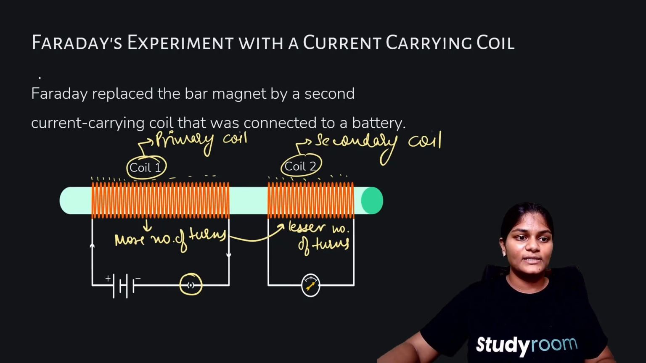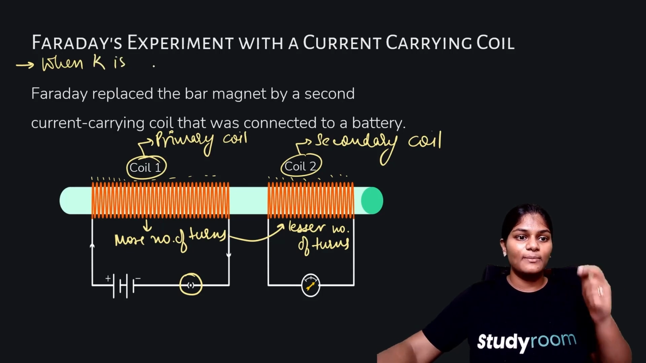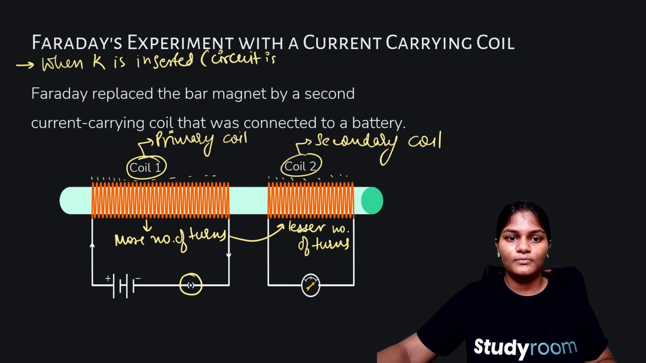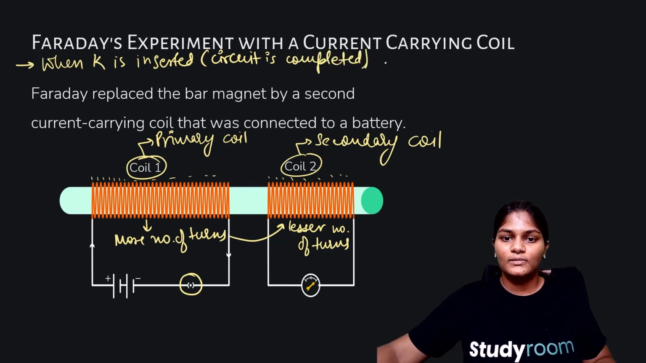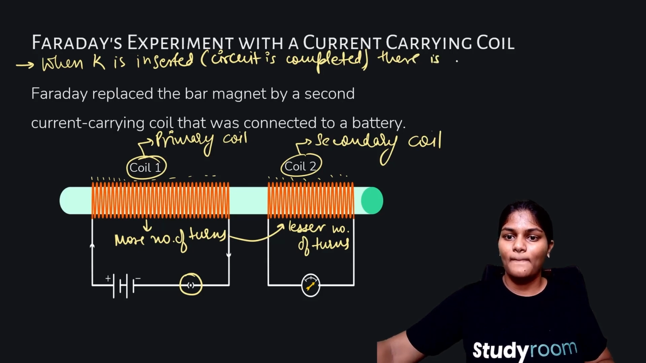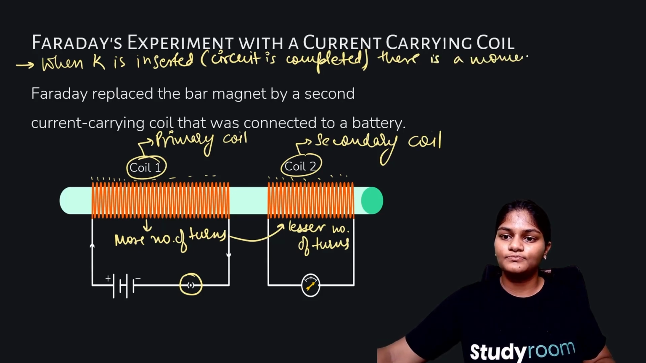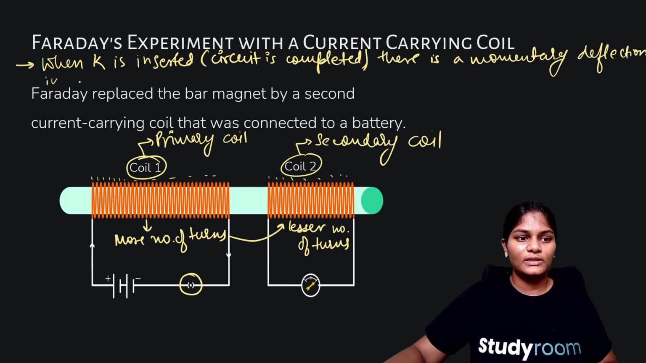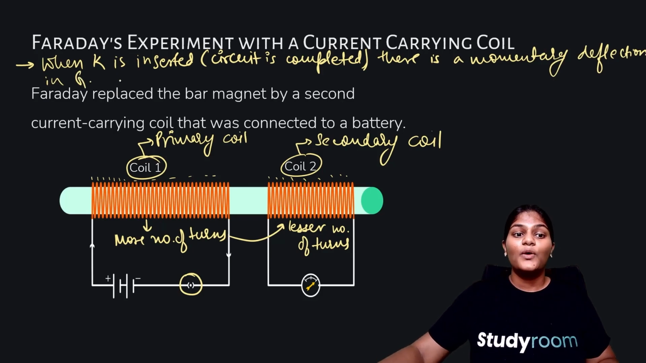So if I write this here, I will write, when key is inserted, I am representing key by K. When key is inserted, that means circuit is completed. There is a momentary deflection in galvanometer. Okay. What does that mean?